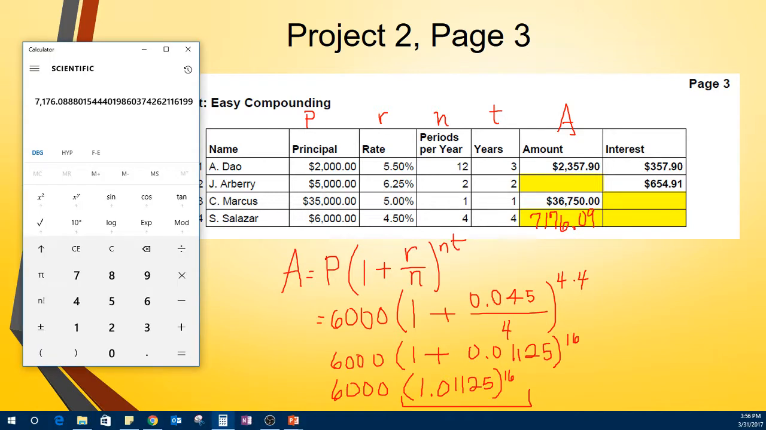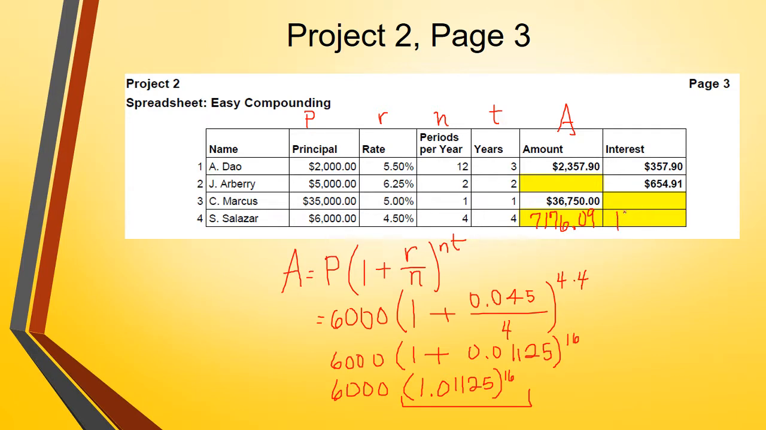Alright, so earlier I showed you how to find the interest. All you have to do is take the amount and subtract the principal from that, and that will give you the interest. So that should be $1,176.09. And that is it for page 3 of Project 2.